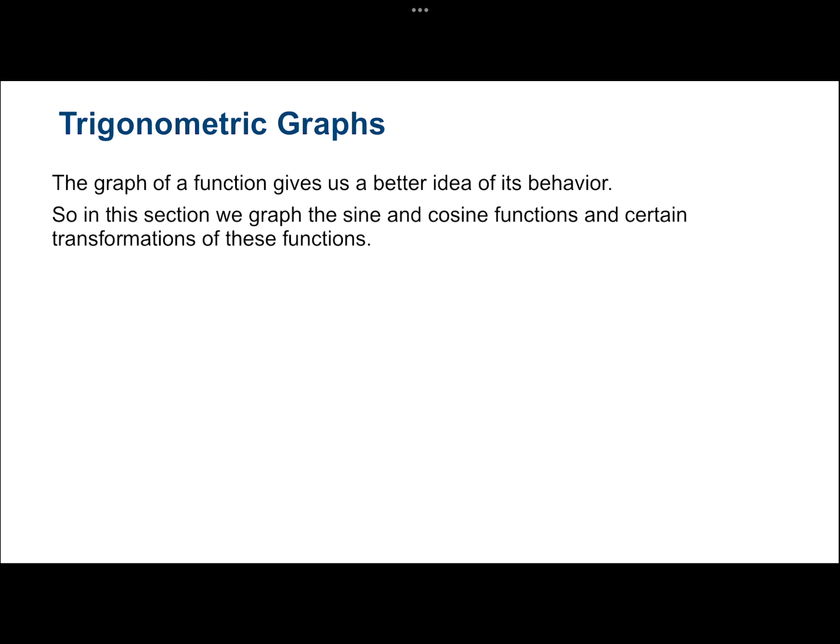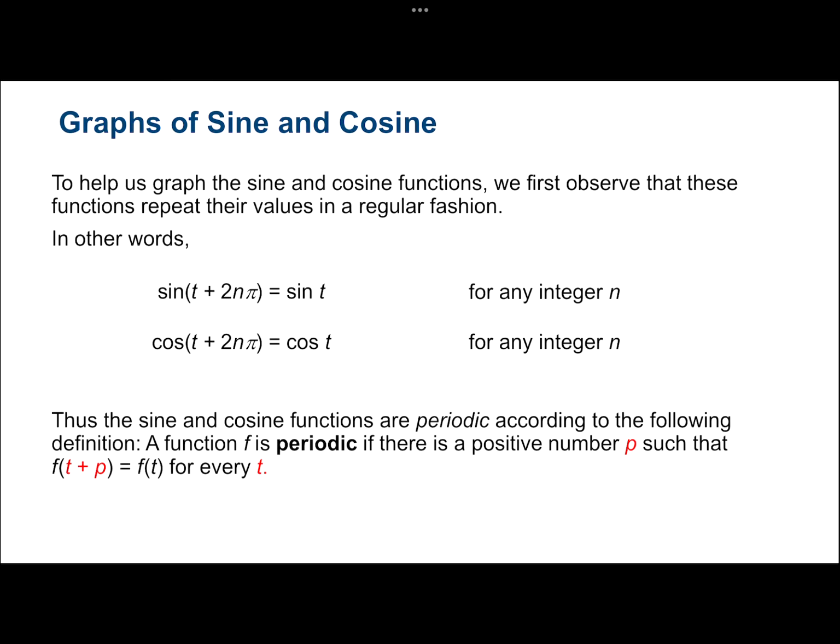The graph is going to give us a better idea of the behavior. Remember, we talked about ending behavior first semester: what happens as we go to negative infinity or positive infinity in the x, where is our y going? This is going to help us look at that. So we're going to look at graphing the sine and cosine functions and then look at some transformations, just like we did transformations in the first semester.